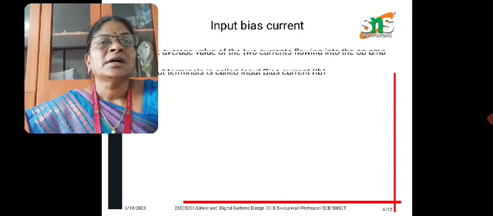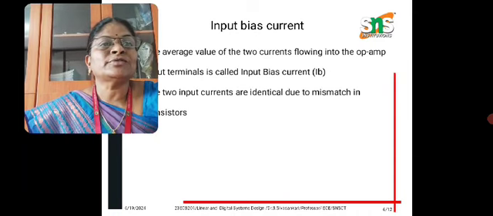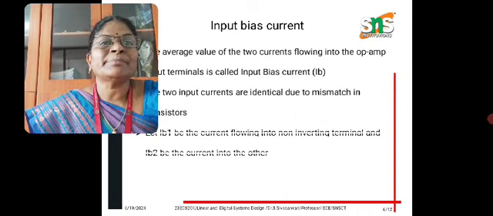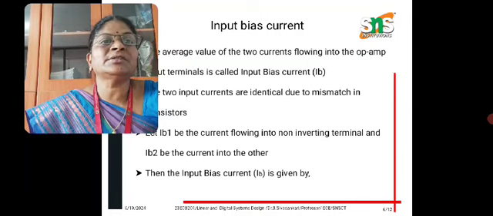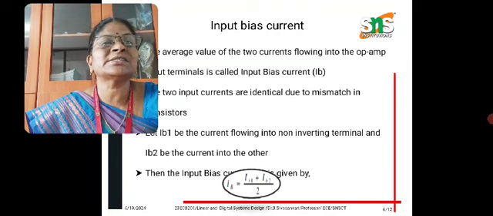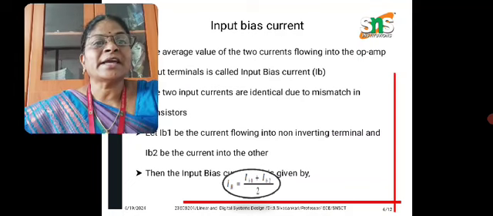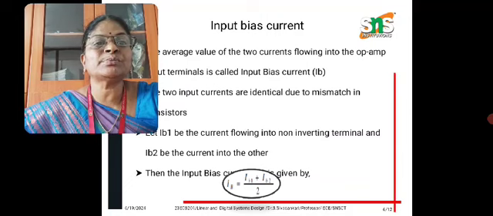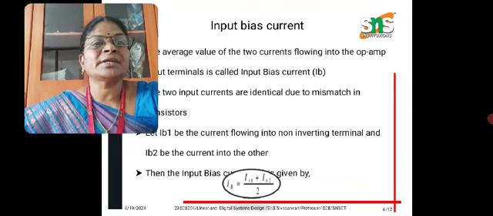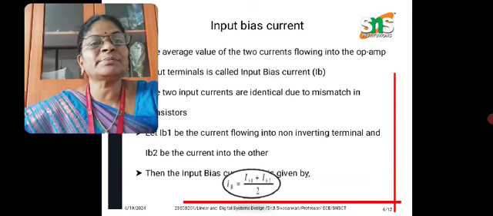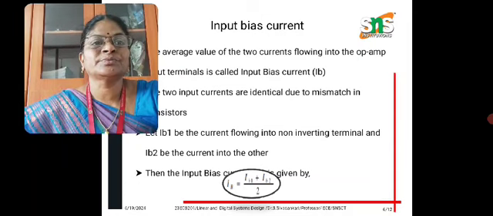Right? So the average value of the two currents flowing into the input terminals of the op-amp is called input bias current IB, and the two input currents are not identical due to mismatch in the transistors. Let IB1 be the current flowing into the non-inverting terminal and IB2 be the current into the other terminal. Then the input bias current is given by IB is equal to (IB1 plus IB2) by 2.